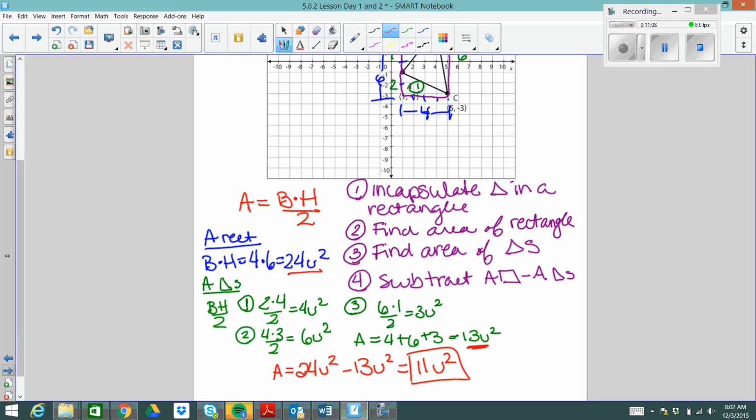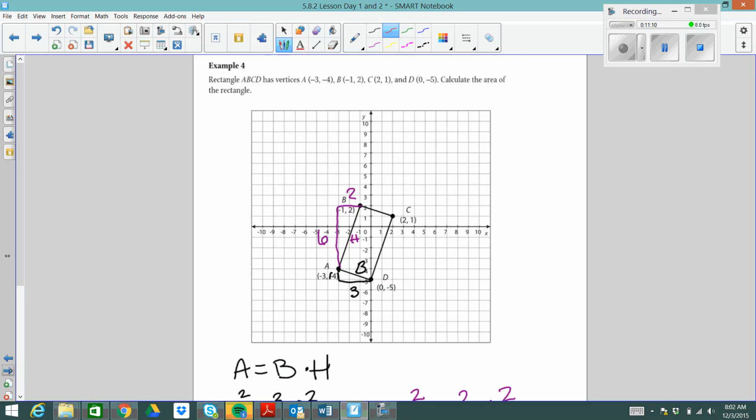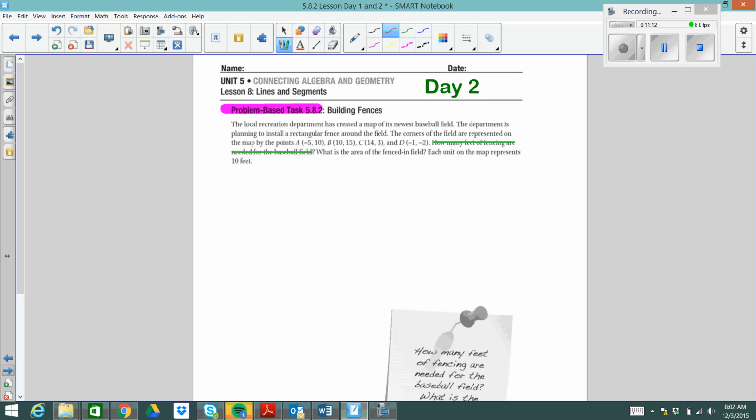You guys have the rest of the period to work on the 582 problem-based task. Yesterday we found the perimeter. Today I want us to find the area of the fenced field. And keep in mind that each unit on the map represents 10 feet.